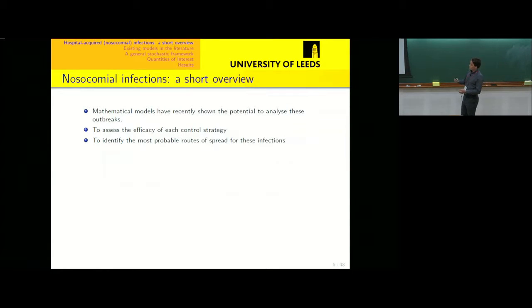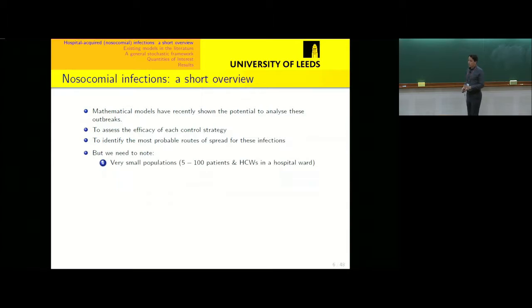And the second objective is related to those control strategies that I was telling you about. So something that you try to do with your mathematical model is to assess the efficacy of the control strategies. Which control strategies are working better in which situations? But when we develop mathematical models in this area, we need to take into account a couple of things. The first thing is that we are dealing with very small populations. So when you analyze an outbreak in a hospital, it is usually that you are dealing with a few dozens of patients, maybe if it is an intensive care unit, even if you include the number of healthcare workers. So it's a very small population.